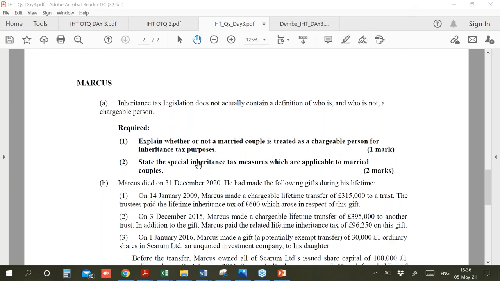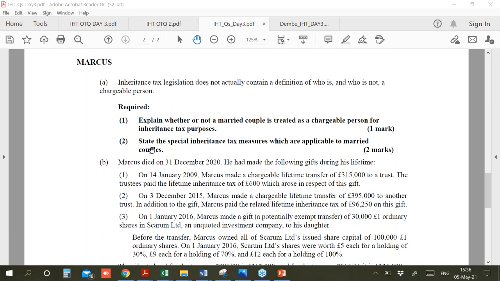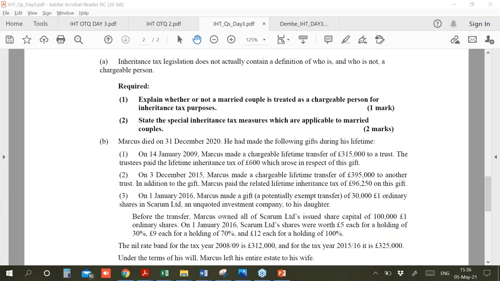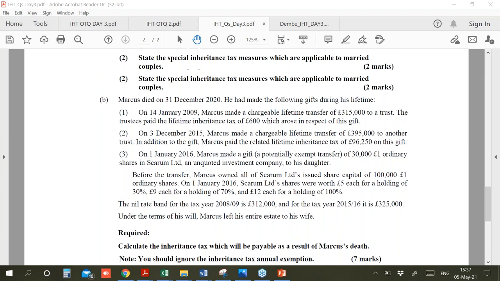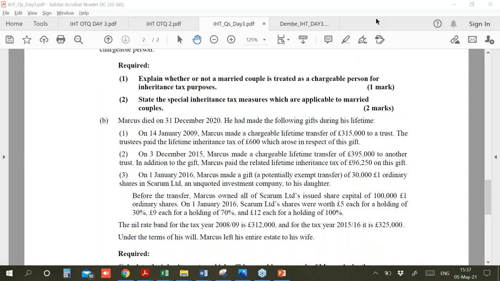Now we have done with the first part, and we can easily score 3 marks if we know that basic knowledge. Let's read the requirement. Calculate the inheritance tax which will be payable as a result of Marcus' death. Again, we have to calculate the death tax on some transfers. So that will further strengthen our understanding of how lifetime gifts are taxed at death.